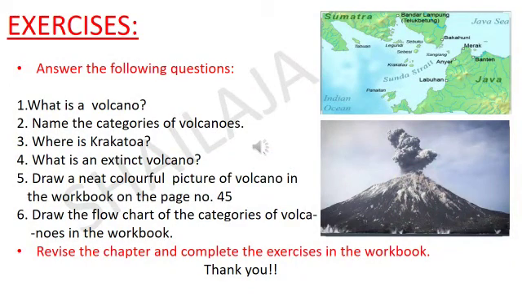Exercises. Answer the following questions. First one. What is a volcano? Name the categories of volcanoes. Where is Krakatoa? What is an extinct volcano? Draw a neat, colorful picture of a volcano in the workbook on page number 45. Draw the flowchart of the categories of volcanoes in the workbook. Revise the chapter and complete the exercises in the workbook. Most of them can be objectives.